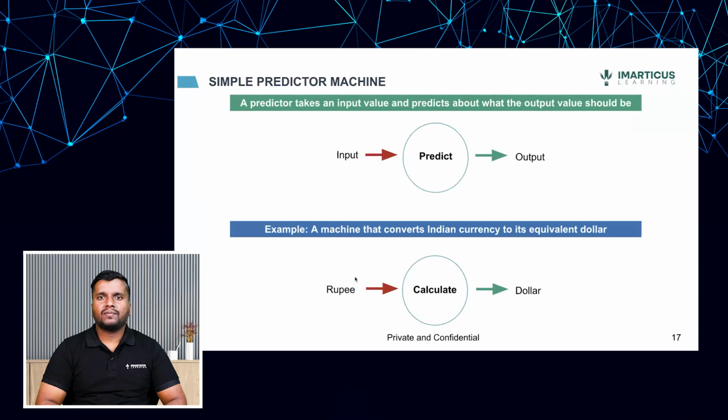A simple predictor machine takes an input value from the surrounding, or any input, and based on that input it makes the predictions. It processes that input and predicts the output. For example, a machine that converts an Indian currency to its equivalent dollar. Here the machine is a predictor where it will take rupee as an input and it will pass dollar as an output.